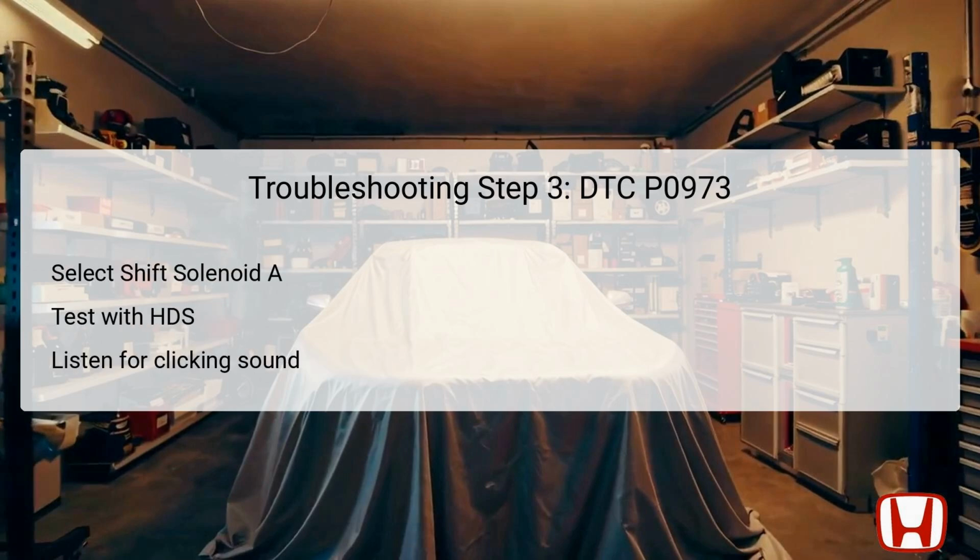In this step, you will select the Shift Solenoid Valve A from the miscellaneous test menu available in the HDS interface, which allows for real-time testing of the solenoid's functionality. Once selected, use the HDS to engage the solenoid and carefully listen for any audible clicking sound. This sound is a critical indicator of the solenoid's operational state. A clicking typically signifies that the solenoid is receiving electrical signals and responding correctly.